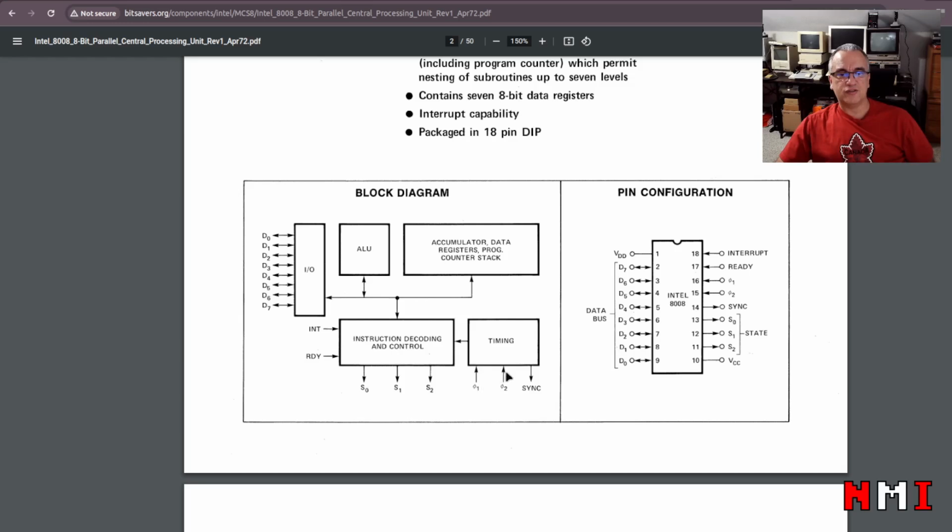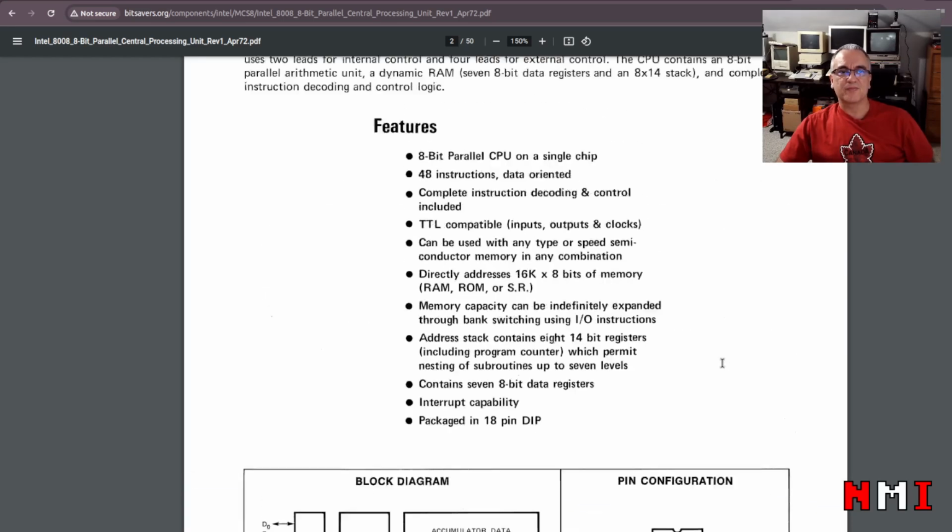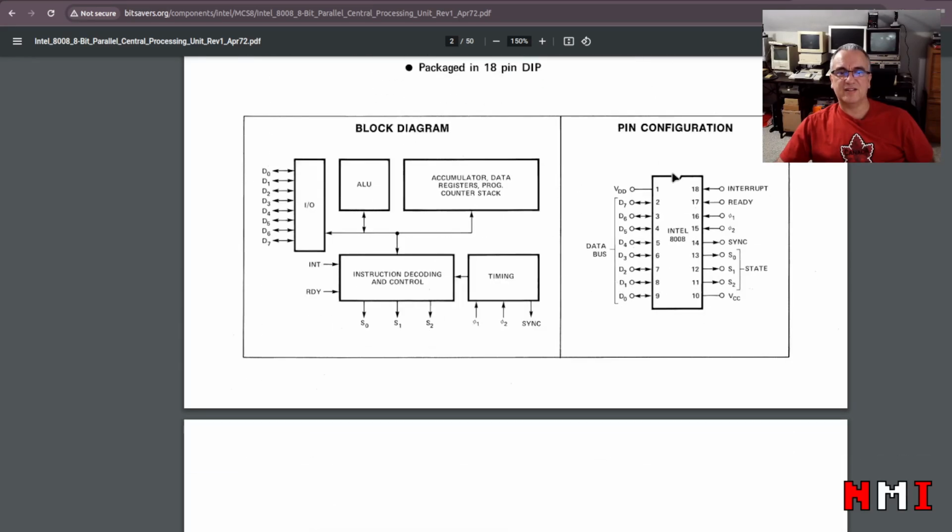You can see that it has 2 clock lines and 1 sync line. Another interesting thing is that it has 2 power lines, VDD and VCC. It's not stated here, but VCC, I think, is 5 volts plus or minus 5%. VDD is minus 9. So this is early days semiconductors, right? And it uses a negative voltage as well as a positive voltage.